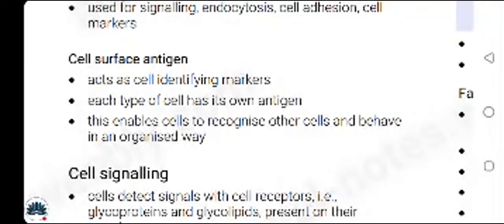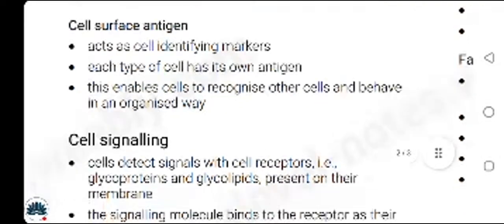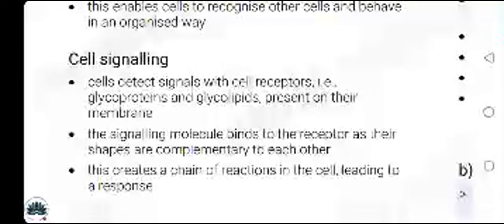Each type of cell has its own antigen. This enables cells to recognize other cells and behave in an organized way. What does cell signaling mean? The cells detect signals with cell receptors such as glycoproteins and glycolipids present on their membrane. These are the cell receptors.